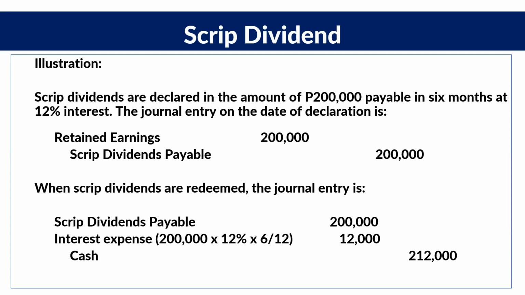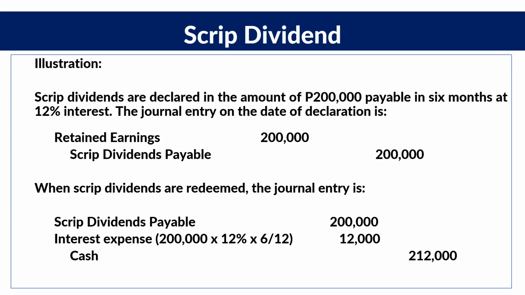So, pag present na for redemption ng mga shareholders na after 6 months, yung script, no, yung note or script, no. So what you're going to do is just debit the script dividends payable. That's 200,000. And then debit the interest expense, which is equivalent to 6 months at 12%. So that's 12,000. So yung ibabayad ng corporation to the shareholders will be a total of 212,000.